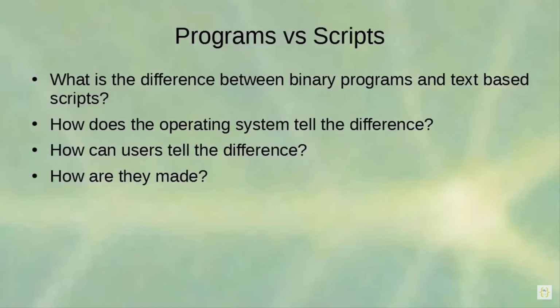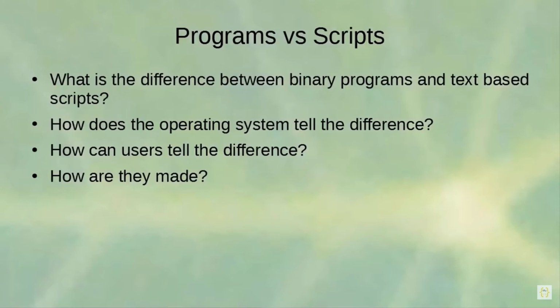And then what happens is it reads that, it sees the name of the binary program to run, it runs that program, and then passes the script as input to that program. So that causes the interpreter to then interpret that script and run it. So how do users tell the difference? Well, it's pretty easy. You just open the file and take a look at it, and if you can read it, it's probably a script. If you can't read it, it's probably not a script.